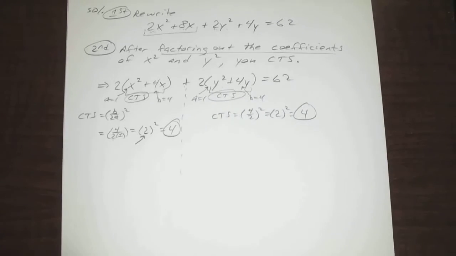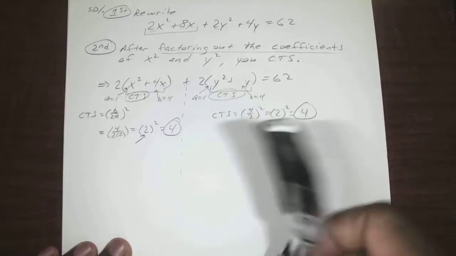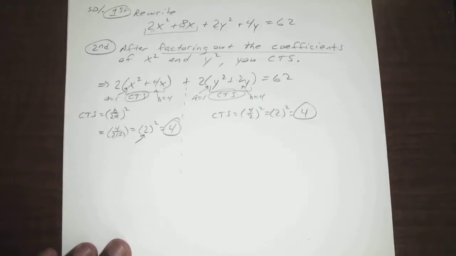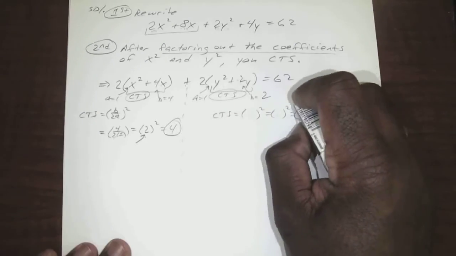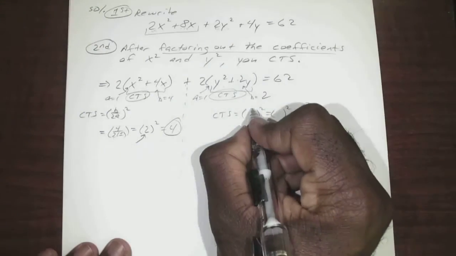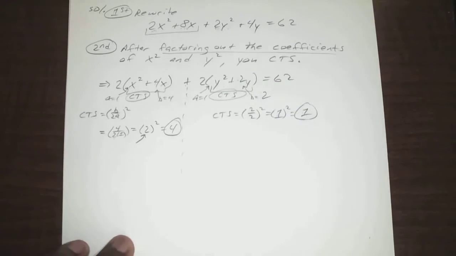Isn't it supposed to be 2y? But if you factor 2 out, because it has to add to 4y? Oh, yep, 2y. Thank you. I was thinking ahead. So b is equal to 2, which means that would actually equal 1. So that would be 2 over 2, which is 1 squared, which is 1.